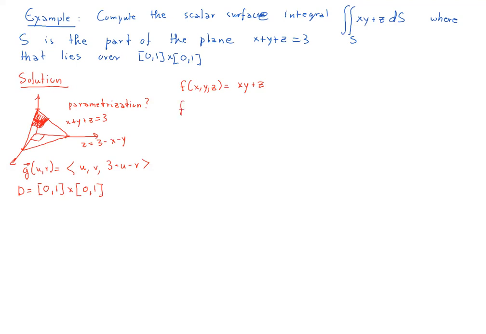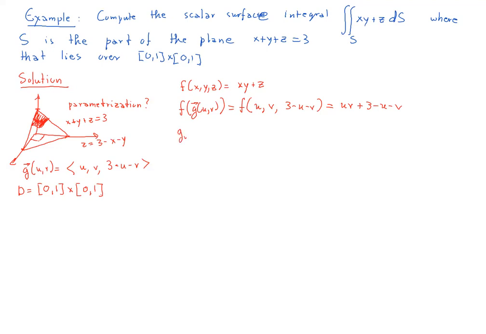So let's pull back the function onto the domain of the parameterization. This simply means that wherever we see an x, we replace it by u. Wherever we see a y, we replace it with v. Wherever we see a z, we replace it with 3 minus u minus v. So this is going to be uv plus 3 minus u minus v. This is the pullback of the function on the domain of the parameterization. And what else do we need? We need the normal vector.